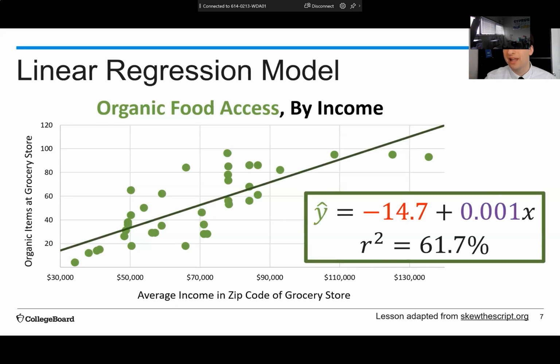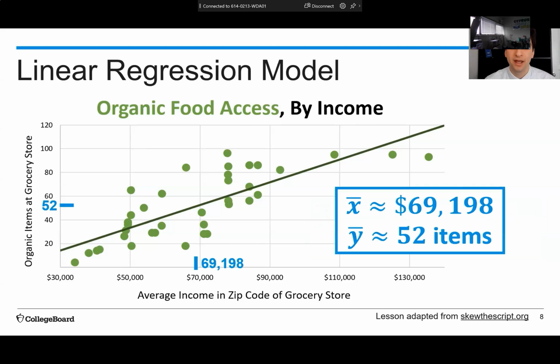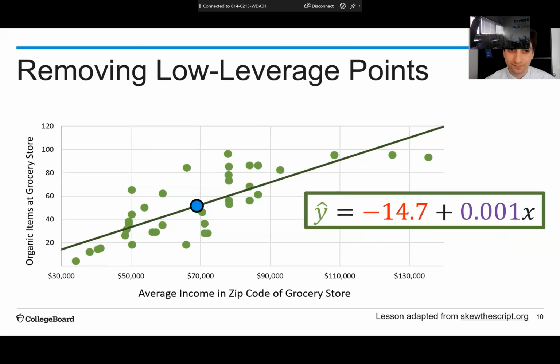And this led to a linear regression model where we saw a positive trend. And this was the exact parameters of our least squares regression line for this model, negative 14.7 being our y-intercept, 0.001 being our slope. And what you can do with the least squares regression line, as we know from the properties of least squares regression lines, is you can take the mean of the x variables. So the mean of these incomes for zip codes was 69,198. You can take the mean of the y variable, in this case that was about 52 items per these grocery stores, and that point will lie on the least squares regression line.